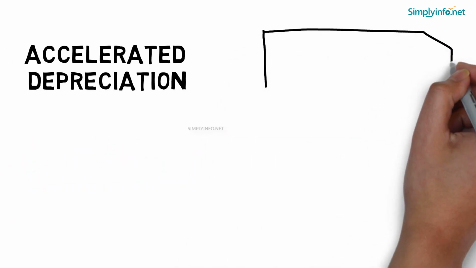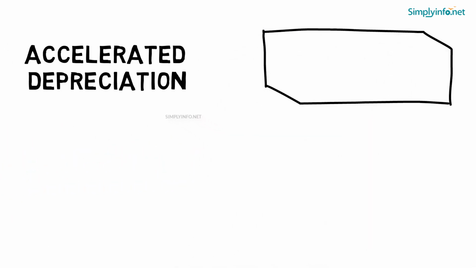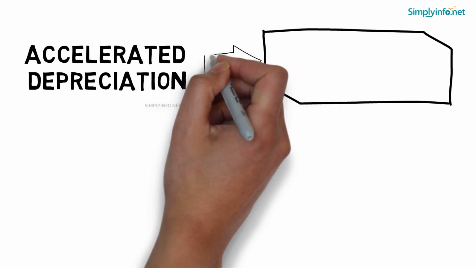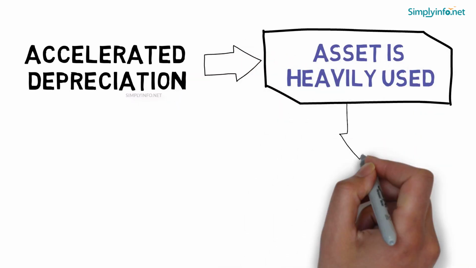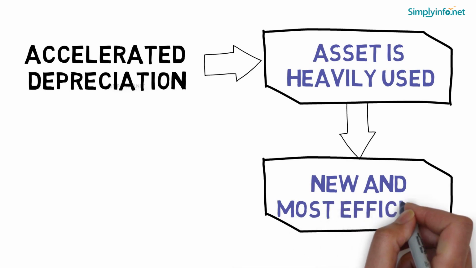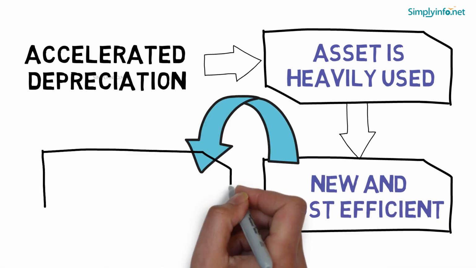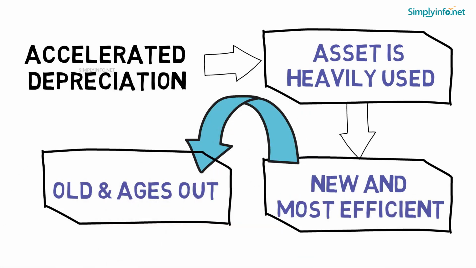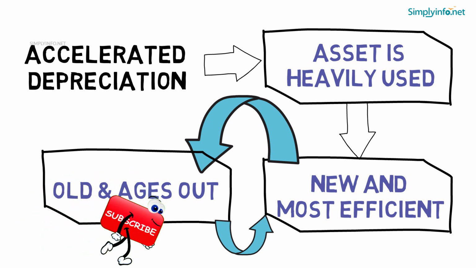The usage of the accelerated depreciation method is logical, as the asset is heavily used when it is new and most efficient. As the asset ages, it is not used heavily since it is slowly phased out for the newest assets. Hence, the deduction of higher expenses in the first year of the purchase and lower expenses as the asset ages.